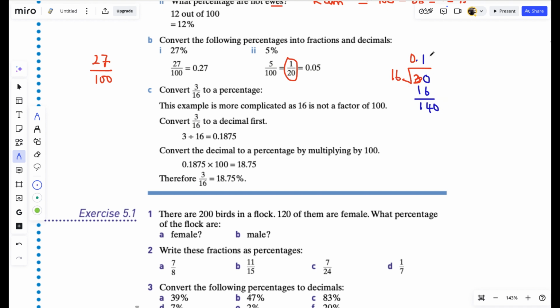So it goes 8 times. You say 8 times 16 will give you 128. And then you subtract. 140 minus 128, you get 12. 16 cannot go into 12. You add 0 here. How many times can 16 go into 120? It becomes 7, right? So 7 times 16.